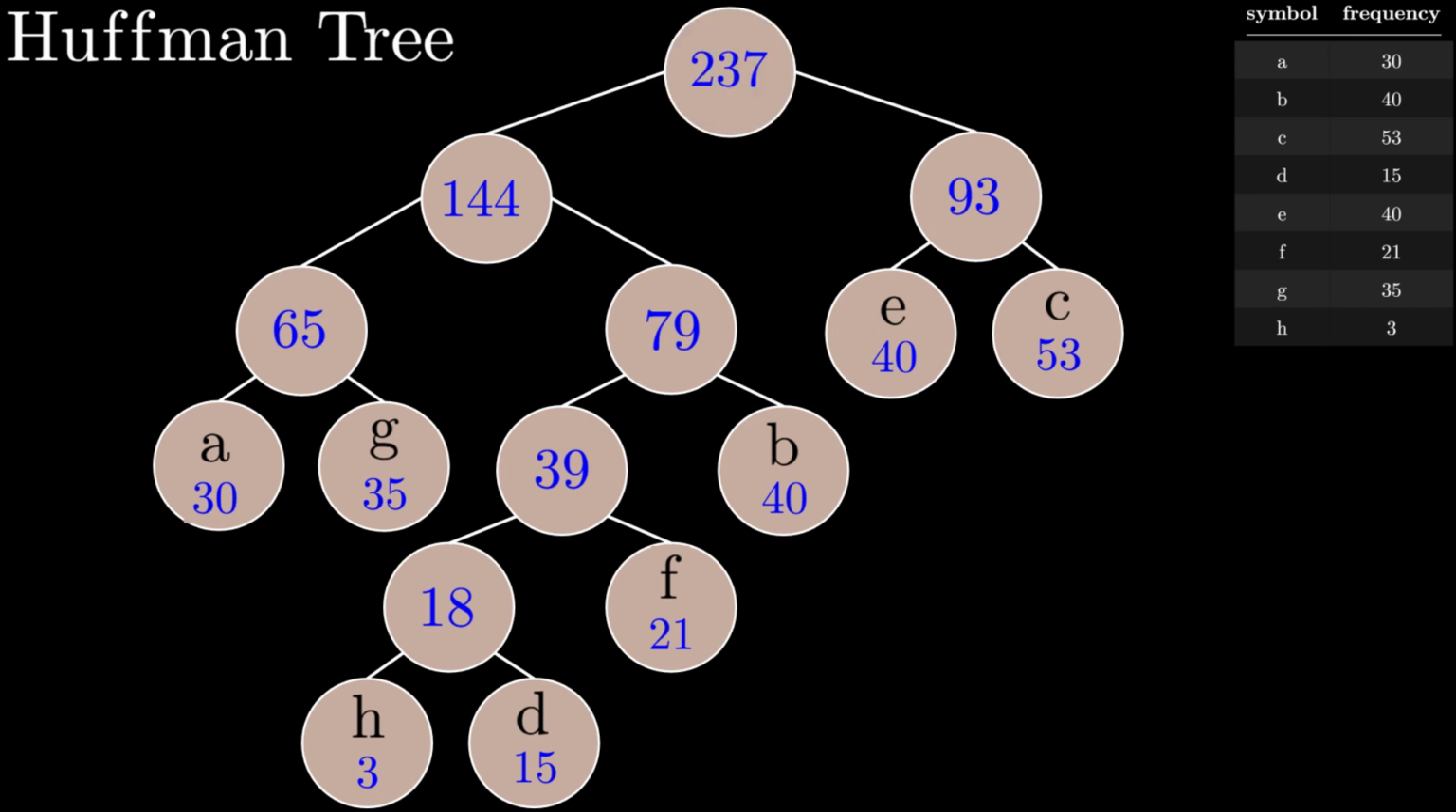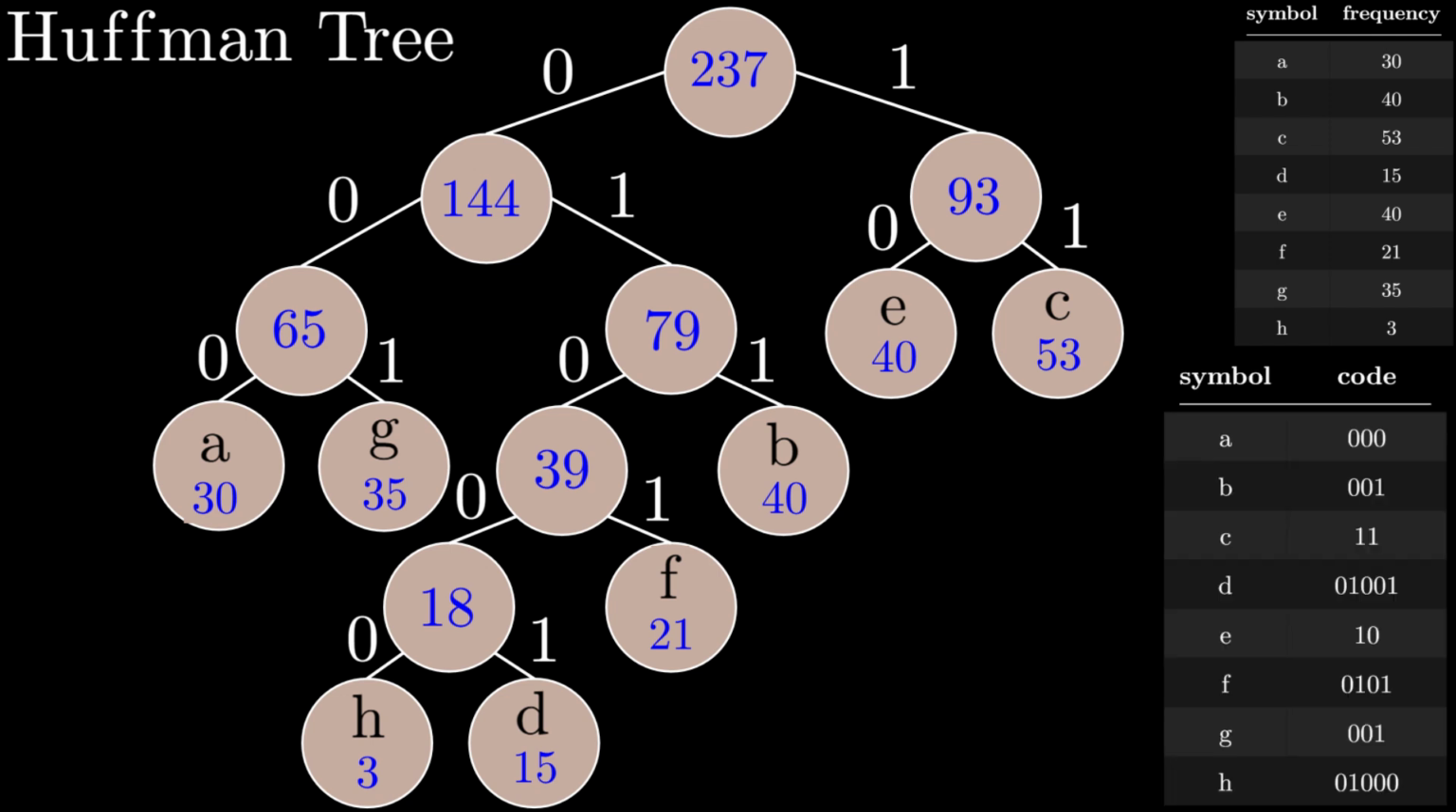Once the final tree is built, we assign binary codes by traversing it. Starting at the root, we assign a 0 every time we go left, and a 1 every time we go right. When we reach a leaf node, the full path from root to leaf becomes the binary code for that symbol. These codes are called prefix codes, meaning no code is a prefix of another. That's what makes Huffman coding unambiguous. The decoder always knows where one code ends and another begins.